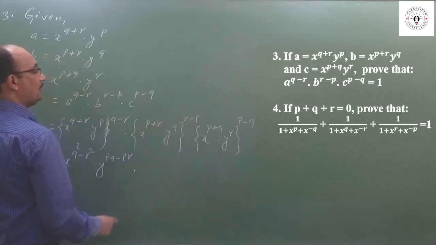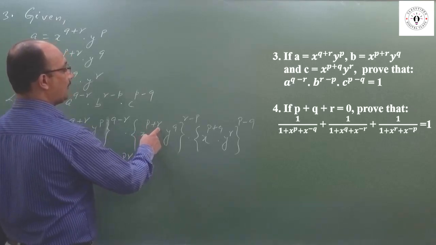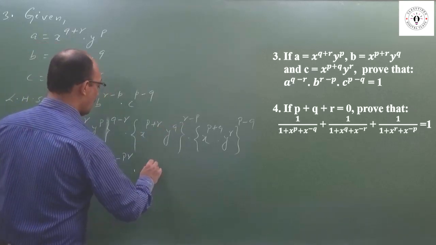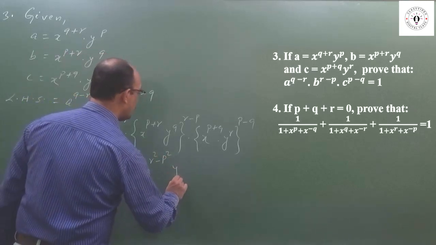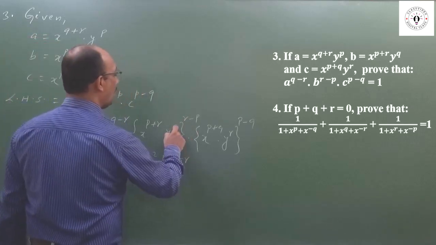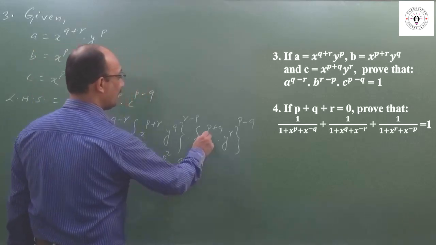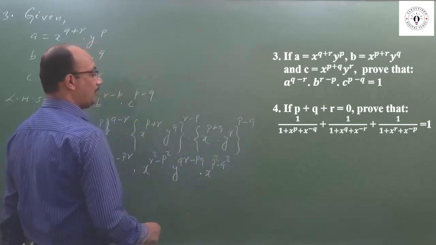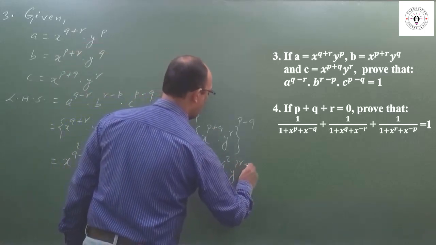Similarly, here also same concept. There is no difference between p plus r and r plus p. So r plus p into r minus p becomes r square minus p square. And this becomes y to the power qr minus pq. Same concept we use here. Then this becomes x to the power p square minus q square, because p plus q into p minus q, and y to the power pr minus qr.